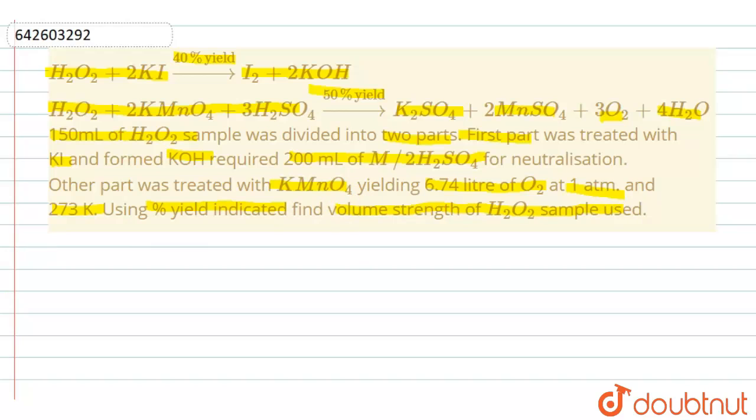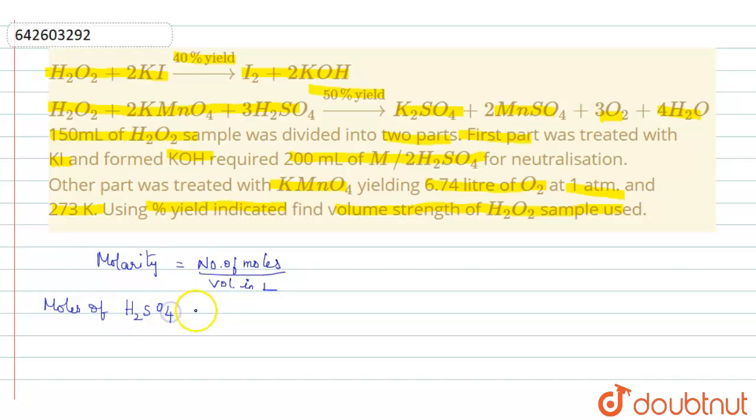So let me calculate first. So what is the formula of molarity? The molarity formula will be equal to number of moles divided by volume in liter. So I say again, molarity will be equal to number of moles divided by volume in liter. By using the formula, I am just going to calculate the moles of H2SO4.